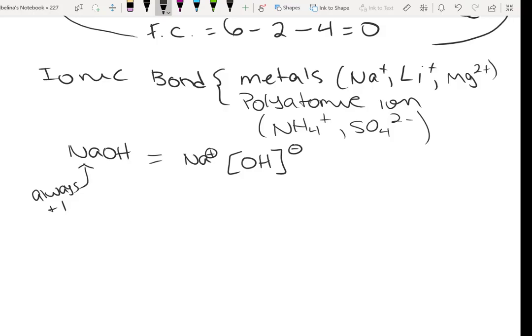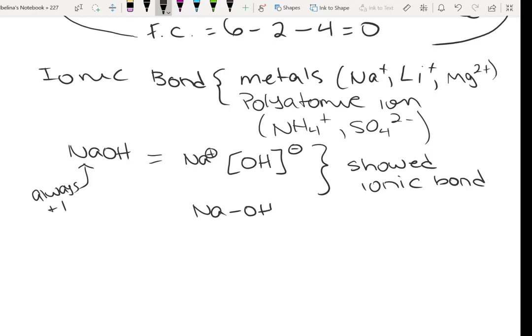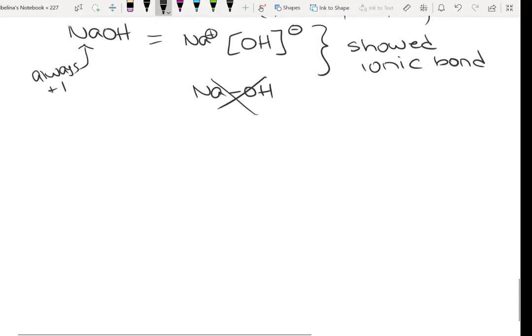So here you're just showing an ionic bond. Yay! Because you wrote the cation and the anion and you put them next to each other. That's how you should show an ionic bond. I don't want to see this ever. Ugh, that's ugly. That's not an ionic bond, that's a covalent bond between a metal and an oxygen. So this is the correct way to show an ionic bond up here. Just draw the ions next to each other.